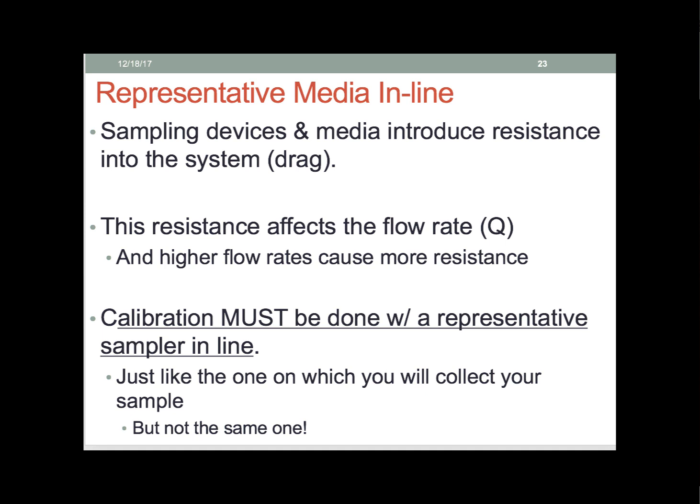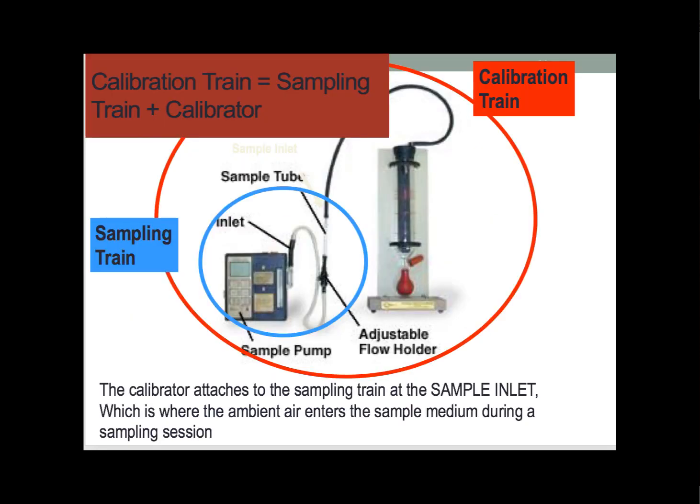Your calibration media and blank should come from the same set, the same lot number as your sampling media. Some people will reuse their calibration media over and over again, and at some point that may actually introduce error. It could get dirty, or there can be some anomaly in the way the sampling media was made from lot to lot. And remember that we are calibrating with our representative sampling media inline because it introduces some kind of drag in your system, and you want to calibrate exactly like you're going to sample.